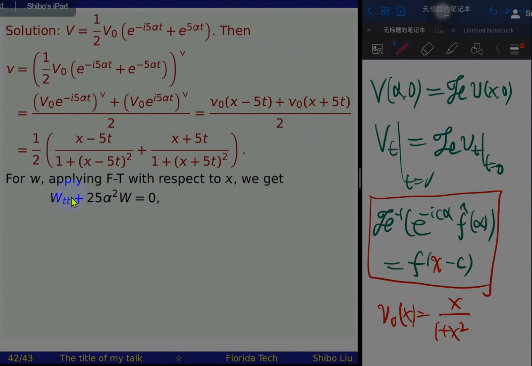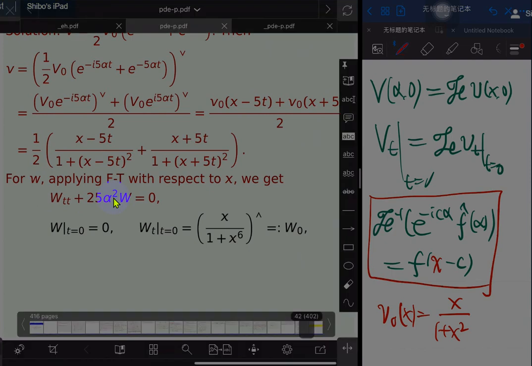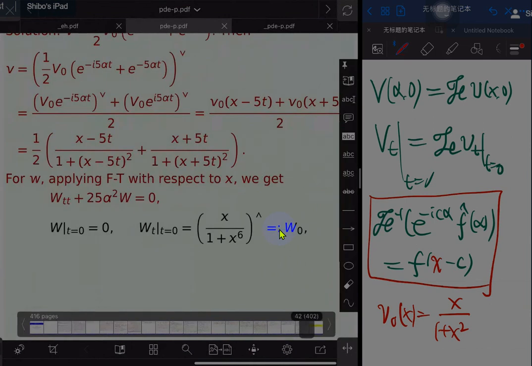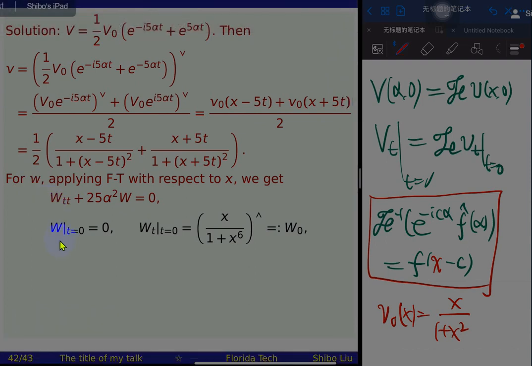Because W and V satisfy the same PDE, of course, after Fourier transform, the resulting ODEs are the same. But for the initial condition, for our W, the initial displacement is 0. The initial velocity is not 0 here. Therefore, correspondingly, after a Fourier transform, the Fourier transform of small w, which we denote by capital W, will satisfy this condition: initial displacement and initial velocity.